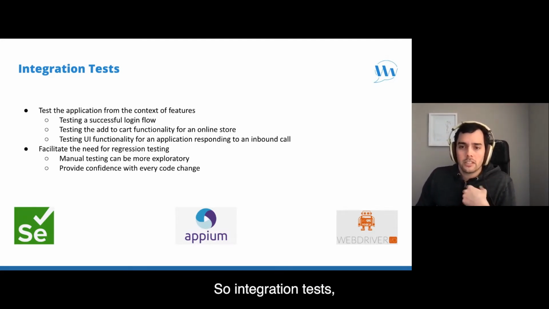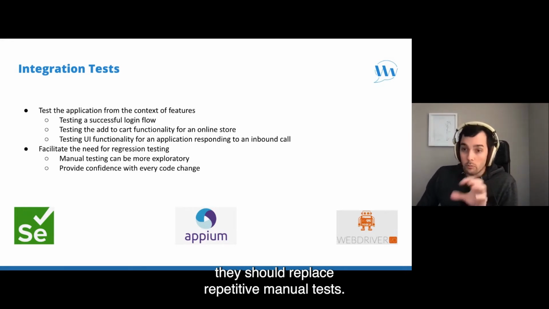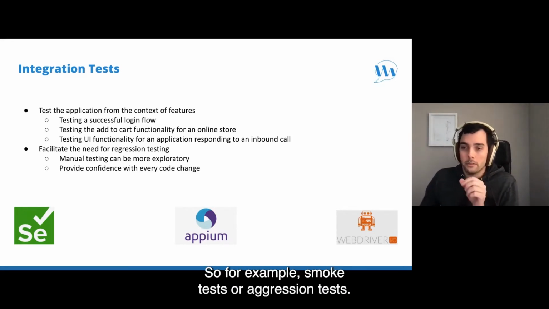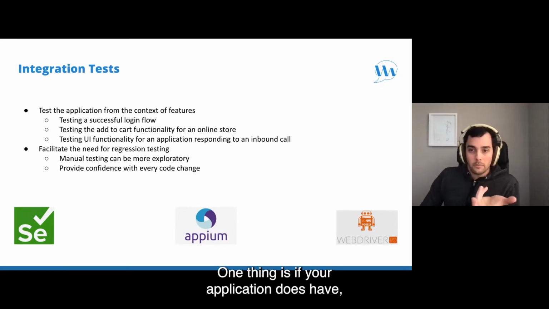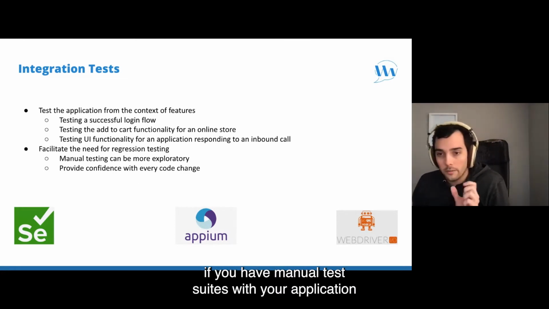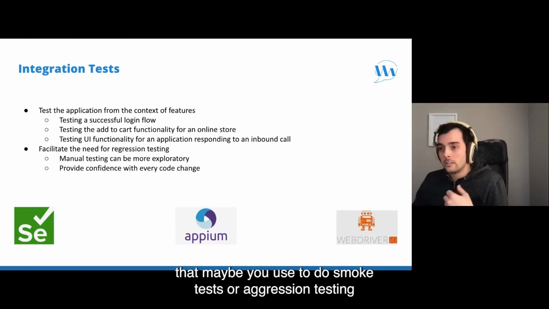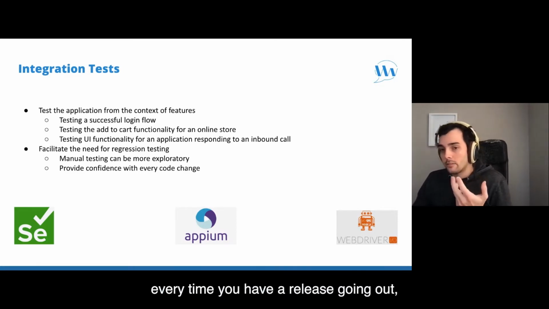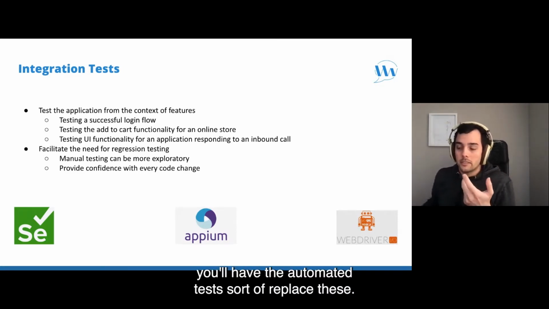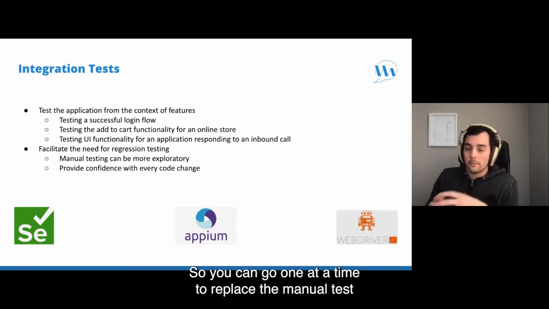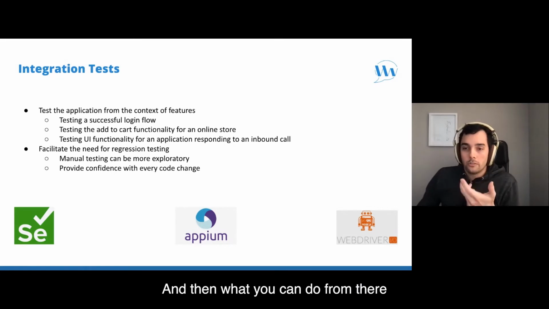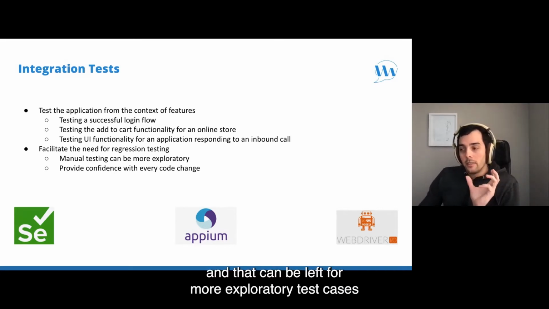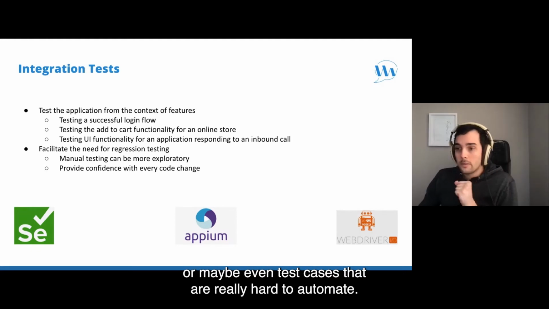So integration tests should replace repetitive manual tests, for example, smoke tests or regression tests. If you have manual test suites that you use to do smoke tests or regression testing every time you have a release going out, the automated tests can replace these. You can go one at a time, replacing manual tests with automated tests in your application. And then manual testing can be left for more exploratory test cases or maybe even test cases that are really hard to automate.